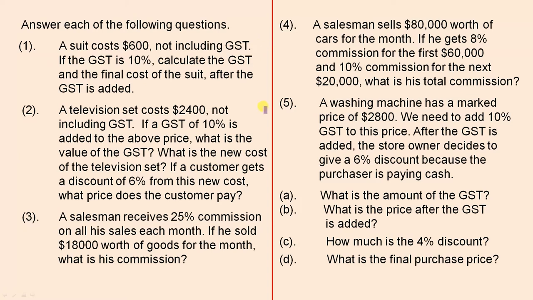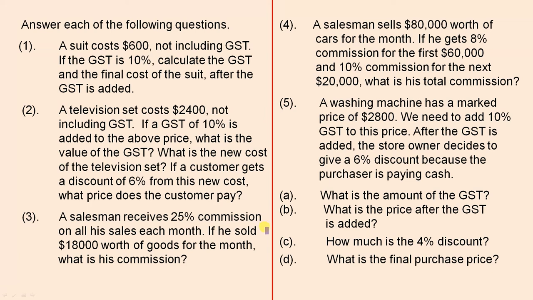Number 2. A television set costs $2,400, not including GST. If a GST of 10% is added to the above price, what is the value of the GST? What is the new cost of the television set? If a customer gets a discount of 6% from this new cost, what price does the customer pay?